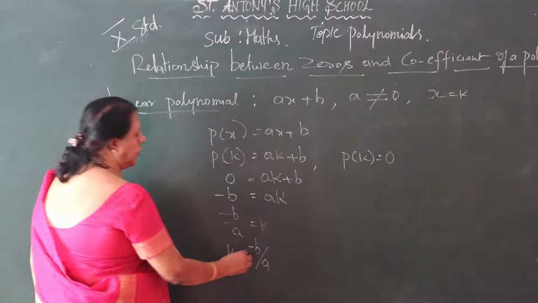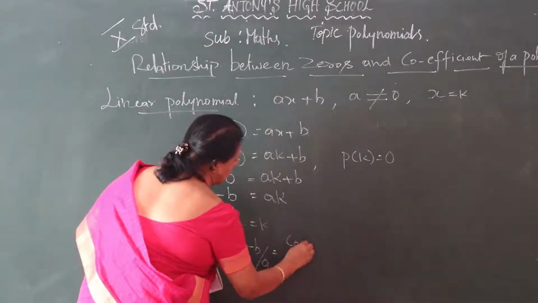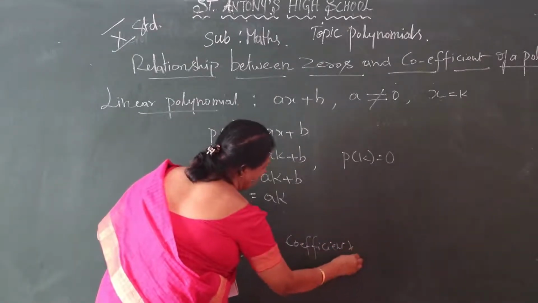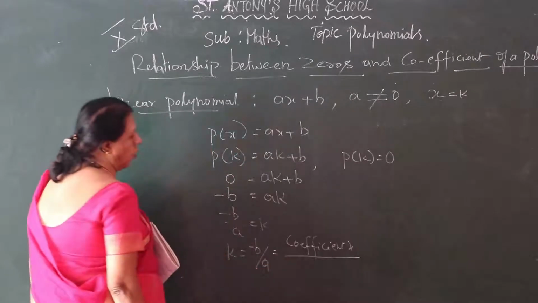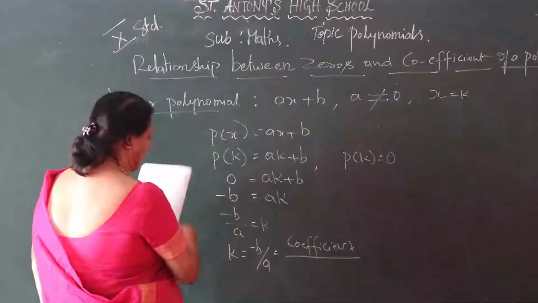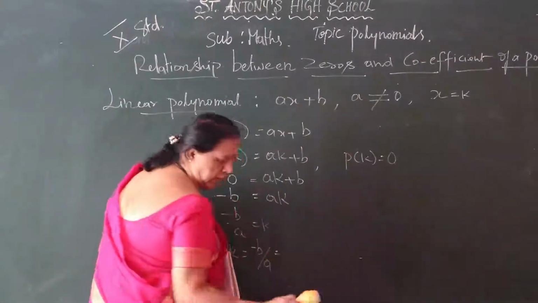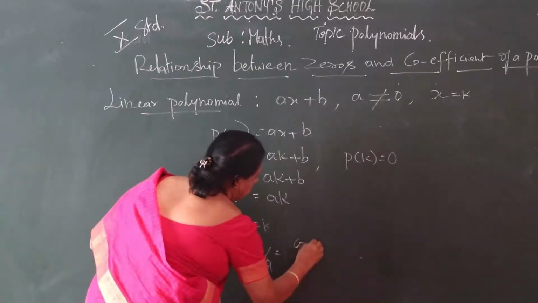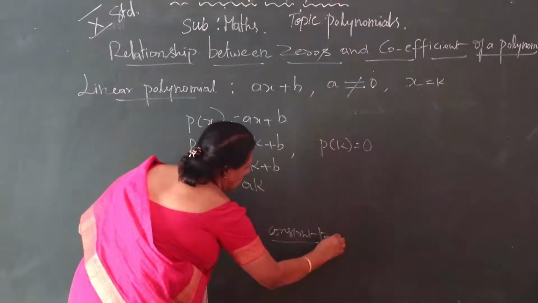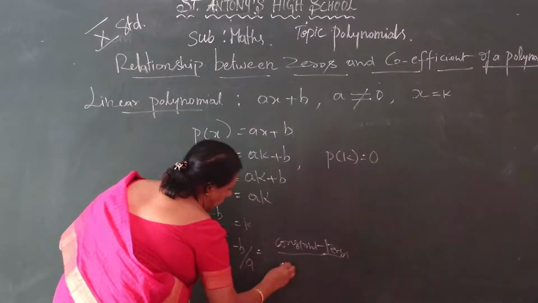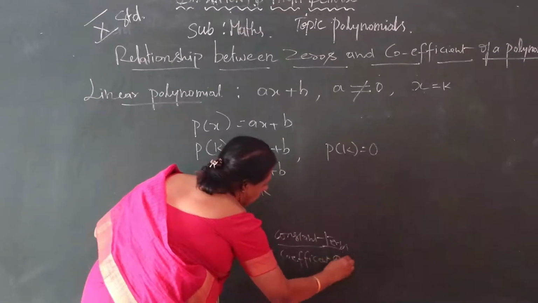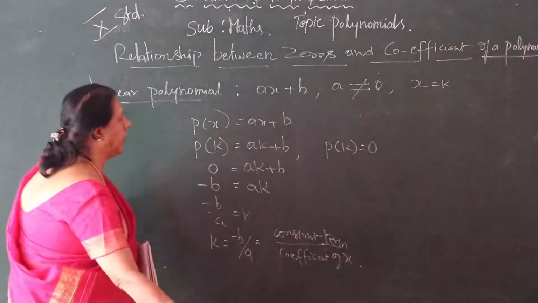What is b? What is b? This is the coefficient of x, children. So a is the coefficient of x. No, b is a constant here. Sorry, here b is the constant term. See, children? Constant term. So the denominator is the coefficient of x. See here, once again I will explain.